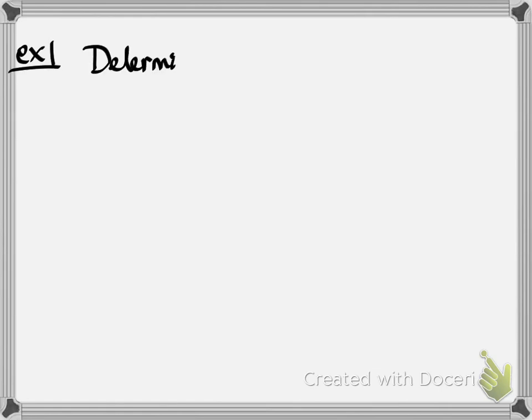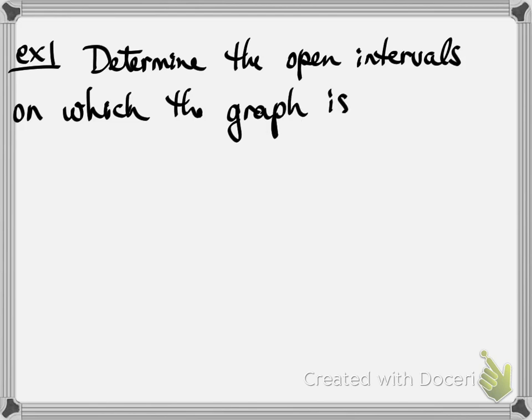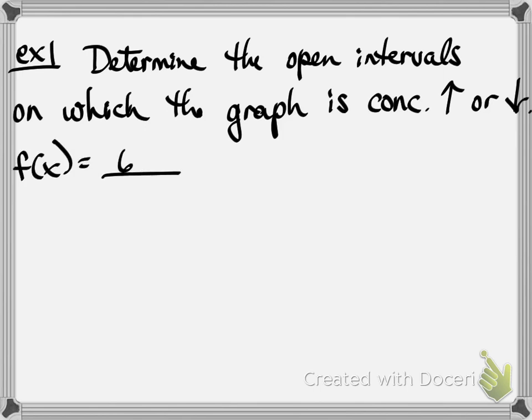Determine the open intervals on which the graph is concave up or down. And f of x is 6 over x squared plus 3.